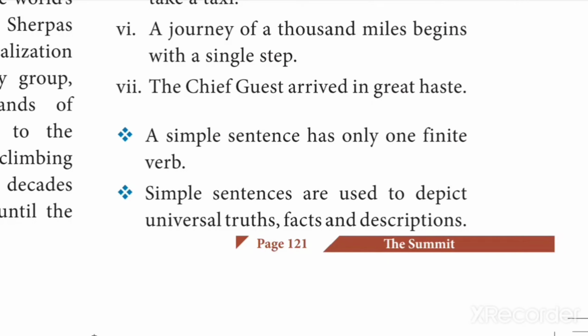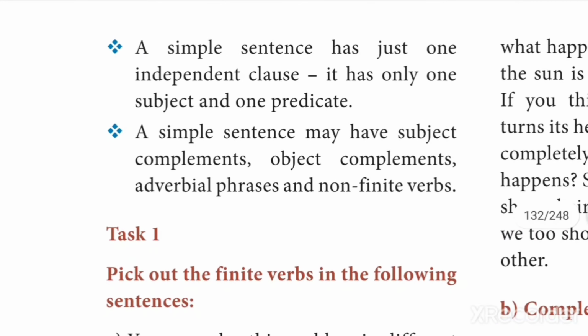And we are moving on to the next page, 122. Here it says, the third point, a simple sentence has just one independent clause. It has only one subject and one predicate. The fourth point says, a simple sentence may have subject complements, object complements, adverbial phrases, and non-finite words.